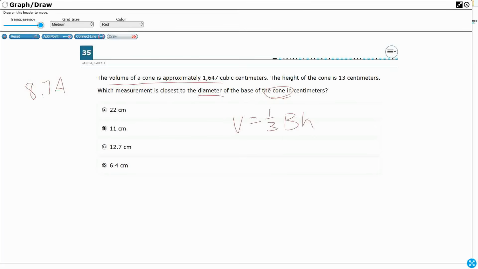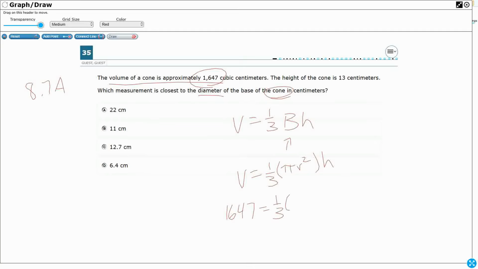This big B always stands for something. The base of a cone is a circle, so we need to know that this is 1/3, and then I'm going to put that right there, pi r squared. We have to be able to take that base and convert it into the formula for area of something. All right, and now let's plug in what we have. They know that we've got the volume, so the volume equals approximately 1647.